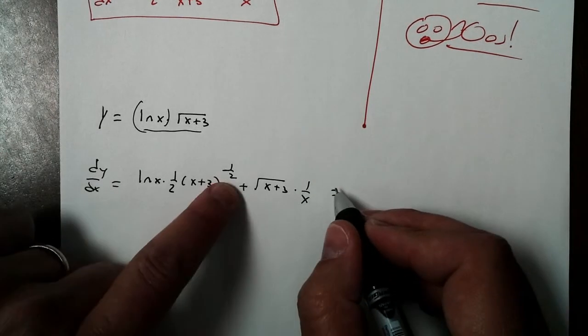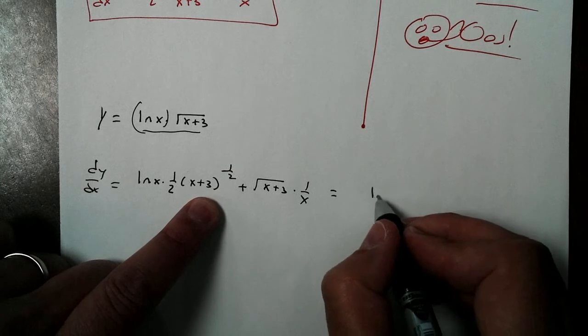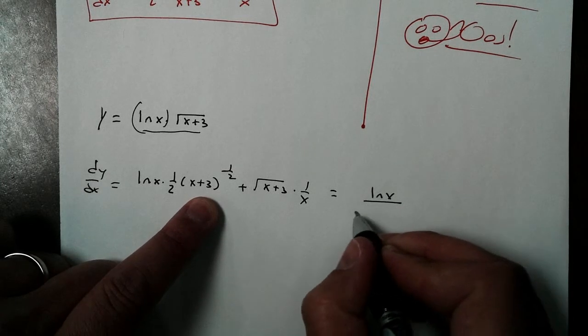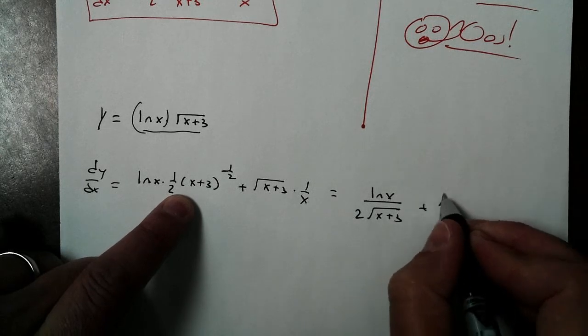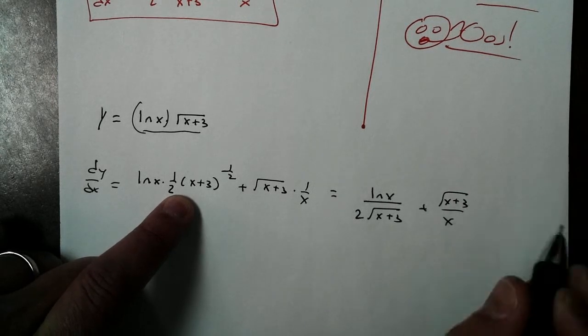And of course, the only thing you have to do is just put this on the bottom. We would get natural log of x over 2 times the square root of x plus 3, plus the square root of x plus 3 over x.